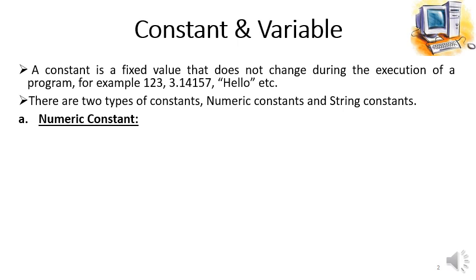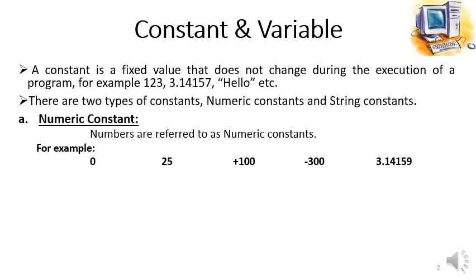First of all, numeric constants. Numbers are referred to as numeric constants. For example, 0, it's a numeric value and hence it is a constant. It will always be a 0. 25 is a numeric constant. It will always be 25. Plus 100, minus 300, 3.14159, all these are numeric constants.